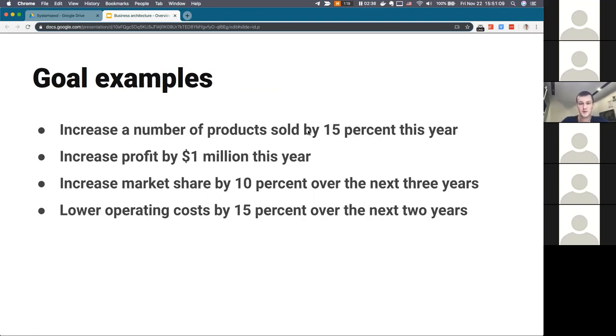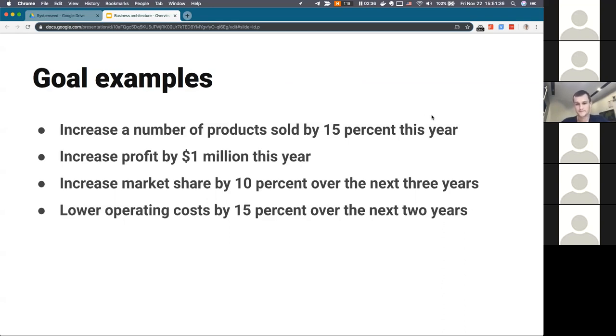This is measurable. We have this 15%. Achievable: we know that this amount is quite realistic. Also, it's relevant because it comes as a result of a business driver, and it's time-bound. We have a time when it should be achieved and when we should check and define whether we achieved this goal or not.